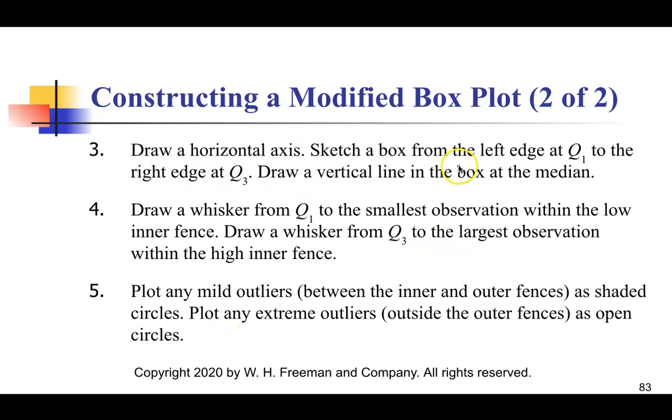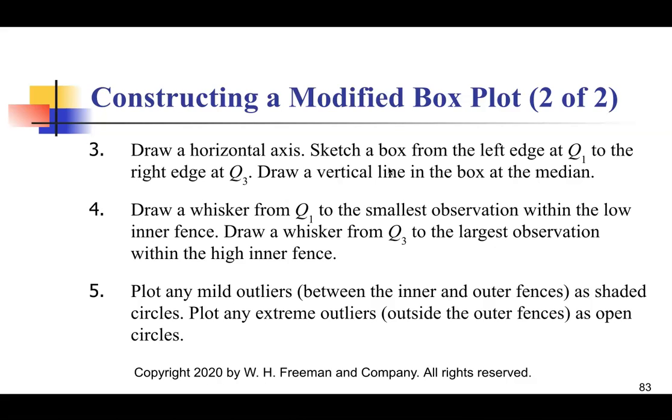So draw your horizontal axis and then figure out where these fences are going to be. And I usually just do a dotted line through these, and I'll show you how I work through these. And then you draw a whisker from Q1, but only to the smallest observation within the low inner fence. Okay, everything that's within that low inner fence would not be considered an outlier. Anything beyond that would be. And then we'll draw a whisker to the largest observation that's within the high inner fence.